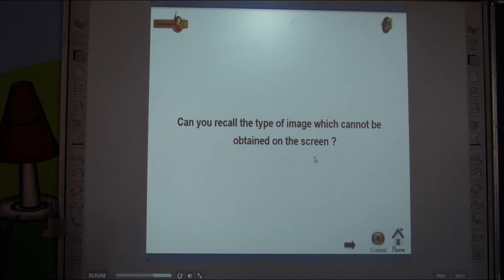Can you recall the type of image which cannot be obtained on the screen? So what is the type of image here? We get a virtual image. Why? Because we can't obtain any image on the screen. So it is a type of virtual image.